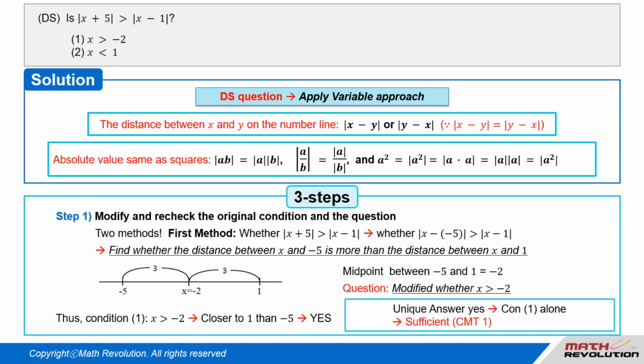So the answer is unique, yes, and condition 1 is sufficient by the common mistake type 1, which means that the answer must be in terms of a unique yes or no.